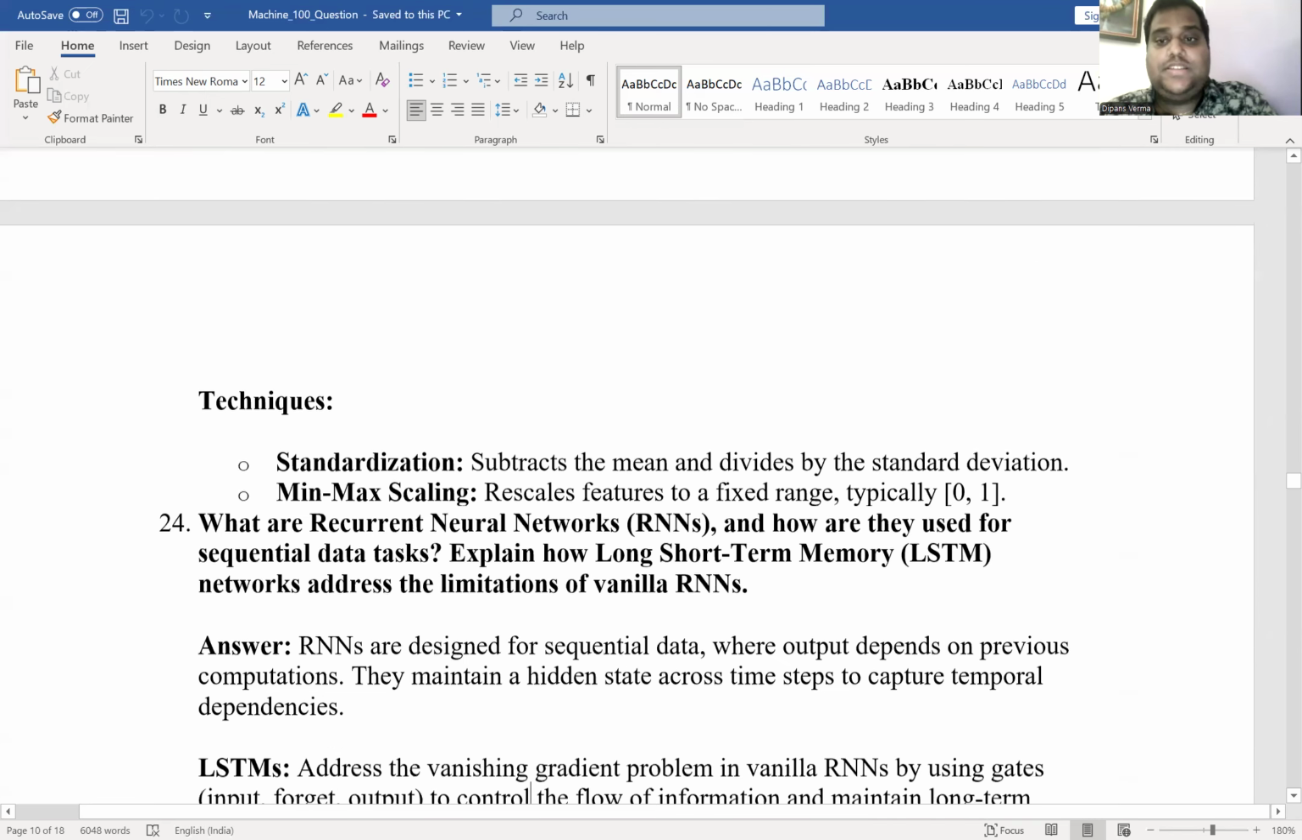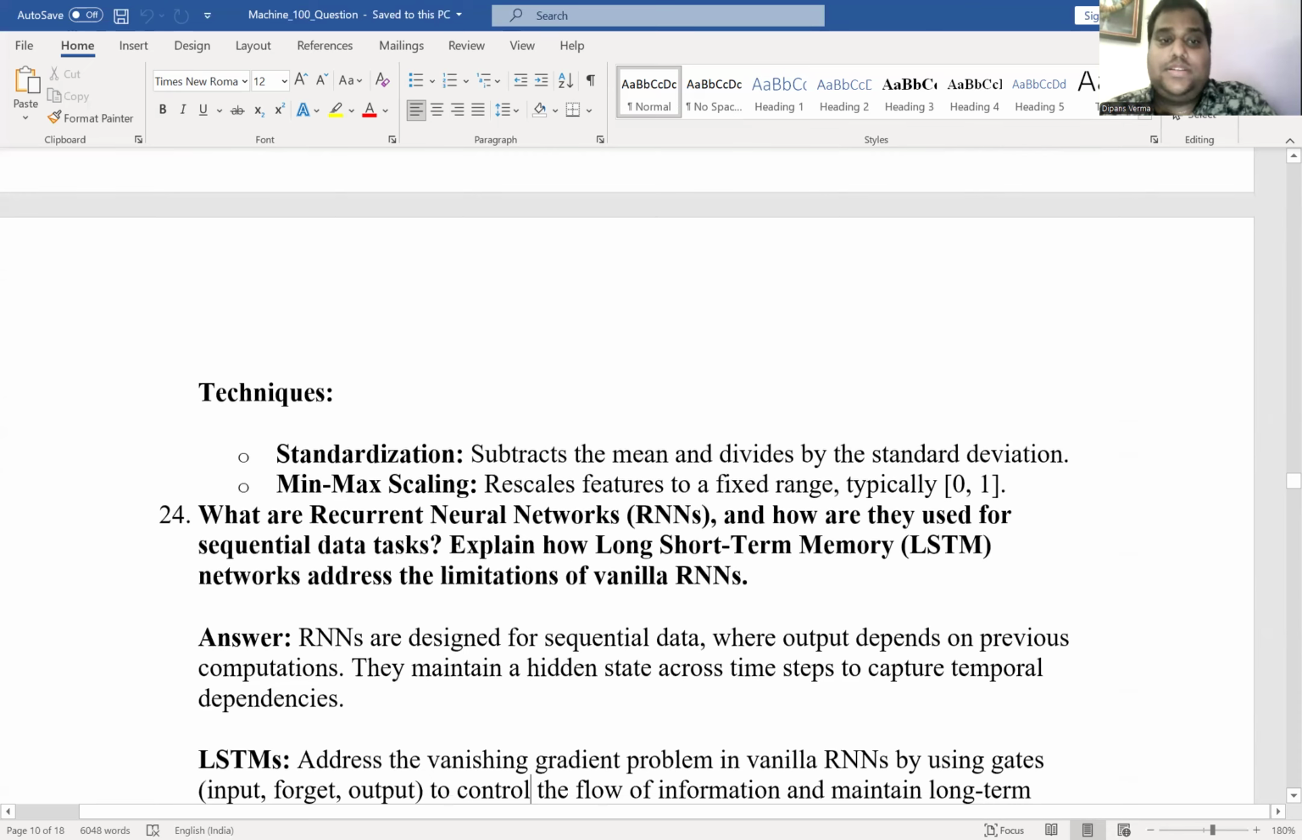Standardization subtracts the mean and divides by the standard deviation, like a Z-score, for doing feature engineering. Normalization typically scales values between 0 and 1: X minus X min divided by X max minus X min.